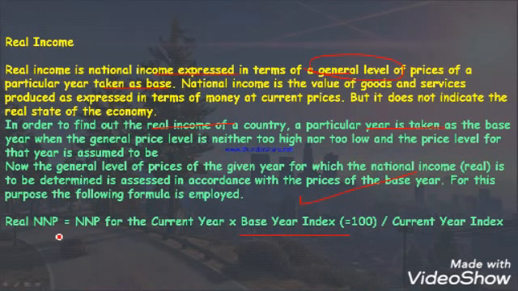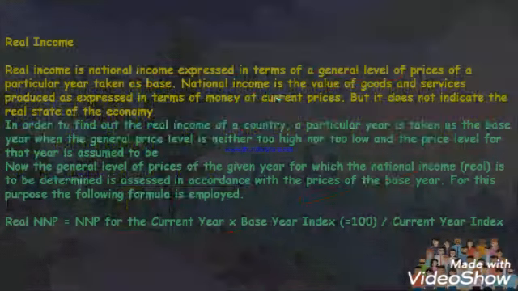So real net national product for the current year into base year, that's what I wrote in the paragraph, should be equal to 100 upon current year index. Just remember the formula and conceptually, real income is generally expressed as the general level of prices of a particular year taken as a base. National income is the value of goods and services produced as expressed in terms of money at current prices. Whenever you are expressing something at current price, it is known as nominal income.